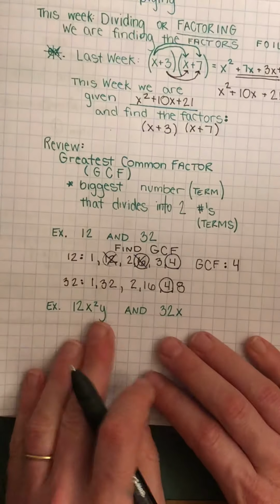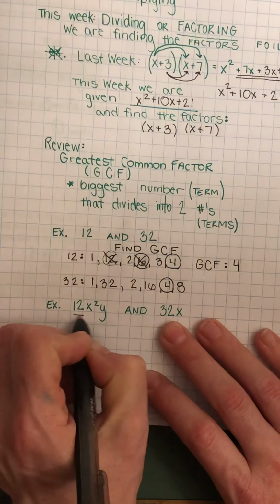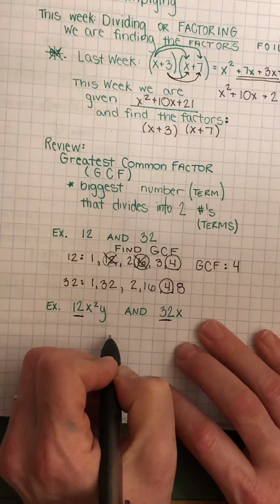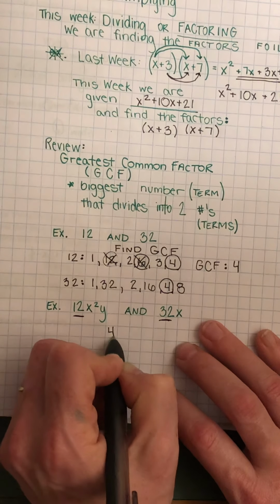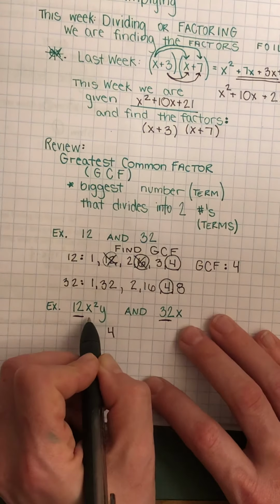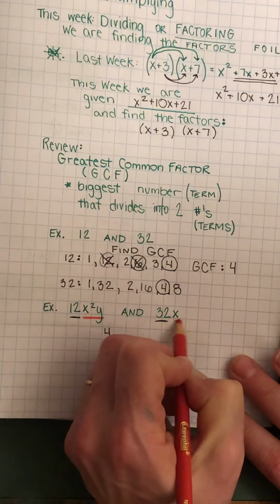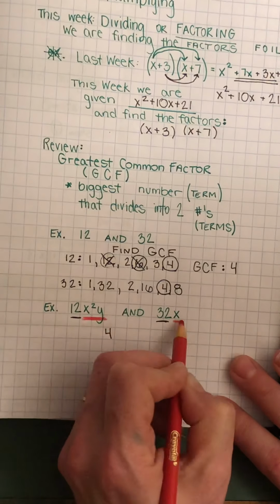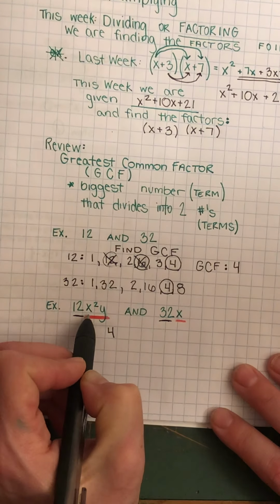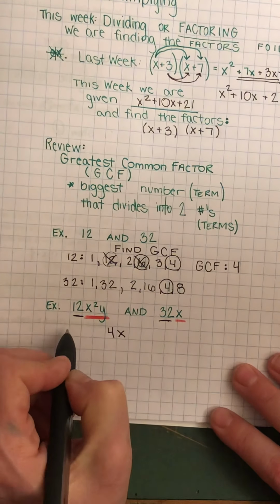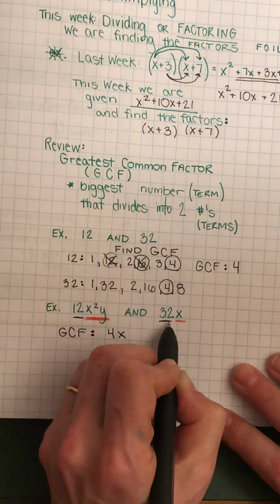Okay, so similarly, if we're given terms, so they're not just numbers, I already know with this number and this number, the biggest thing that divides into both of them, or their greatest common factor, is 4. And then it's whatever letters and exponents are the biggest. This one over here just has an x, and this has 2 x's right here, so an x works. So this is the greatest common factor of these 2 terms up here.